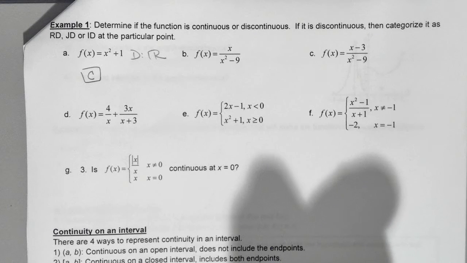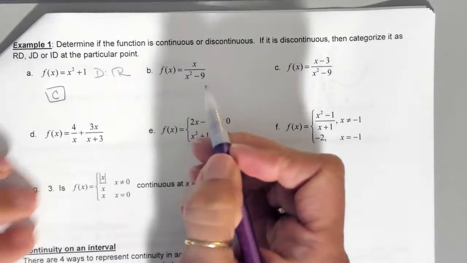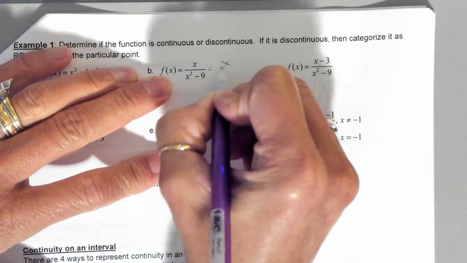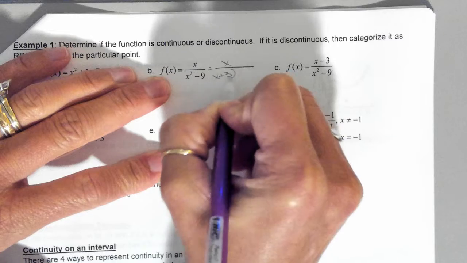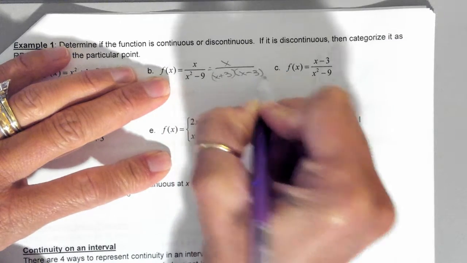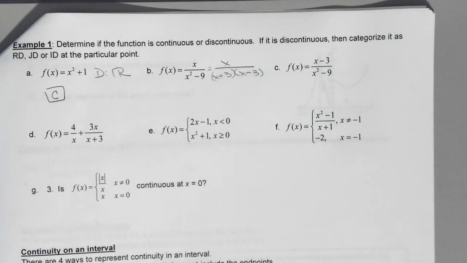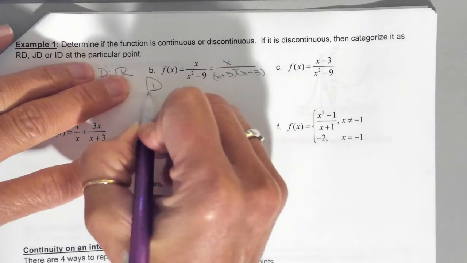But when I look at B and C, they both have the same denominator, but they are different scenarios. So let's look at B. Whenever you have a function that has a variable in the denominator, you need to factor, especially if it's a quadratic or cubic. So I'm going to rewrite this as x over (x plus 3)(x minus 3). Oftentimes we'll look to see if there's a hole. In this case, do I have a hole? No. What do I have here? I have 2 vertical asymptotes. Okay, so in this case, we definitely have a function that is discontinuous.